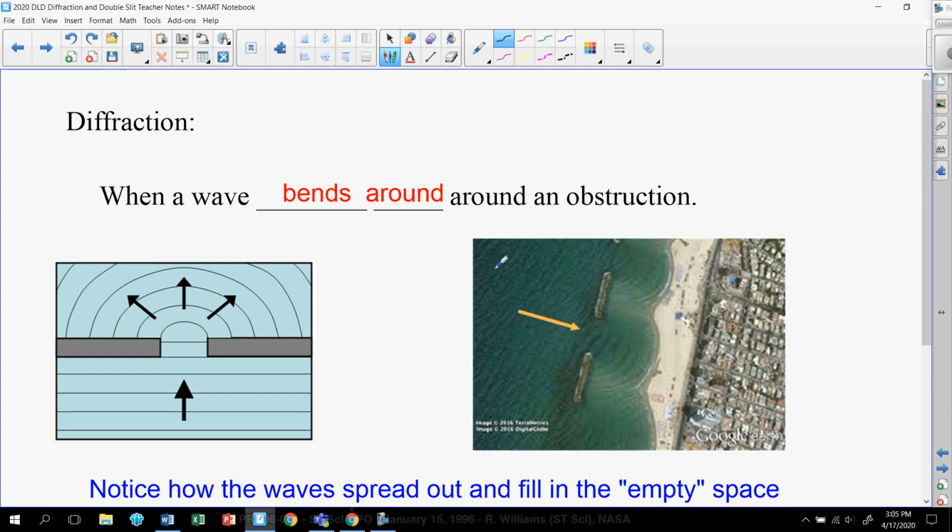Right, in this picture over here, we see a real life version. You see these pretty much straight water waves coming in, and then you've got these little bits of land, but there's some openings. And notice that when the water reaches that point, it spreads out and it curves, and you see these waterways spread out to these empty spots.